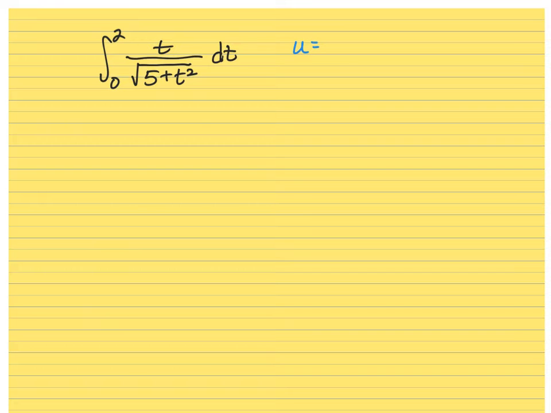We're going to choose our u. And again, we're going to choose the inside function. And we just take a quick glance at the derivative, which would be 2t. And look, there it is. We've got a t and we've got a t. So the derivative of this inside function is right there. So it looks like things are going to work.